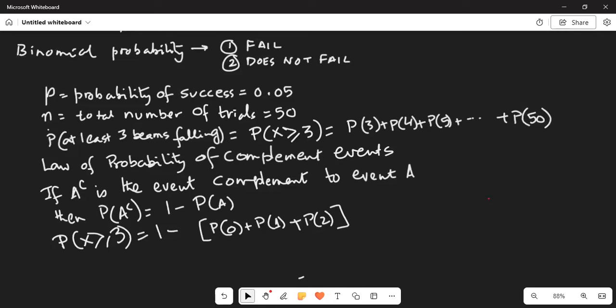So probability of X greater than or equal to 3. What is the event complement to greater than or equal to 3? Any failure less than 3, so 0, 1, and 2. And we add the individual probabilities because these are independent events. Now, how do I find probability of 0 using the binomial probability formula?